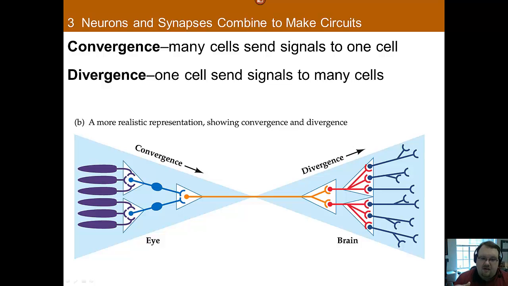The opposite process is divergence. In this case, the 1 million ganglion cells end up influencing billions of cortical neurons. This process, where one cell sends a signal to many other cells, is called divergence. So pretty simple, but you see this throughout the nervous system, so it's important to discuss.